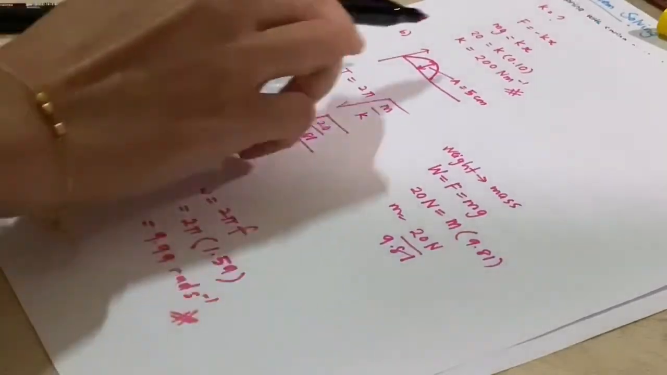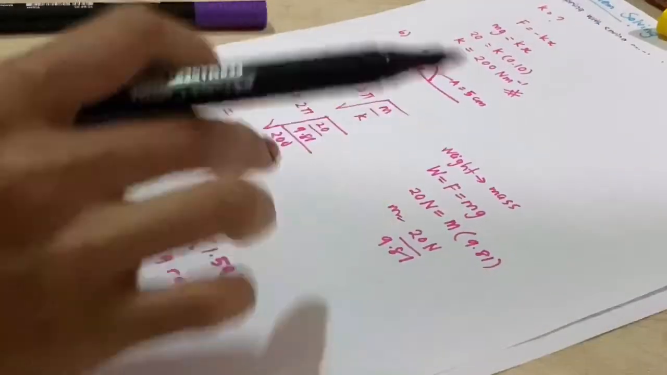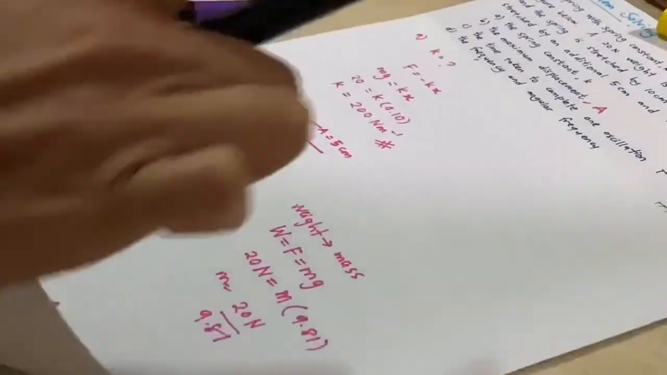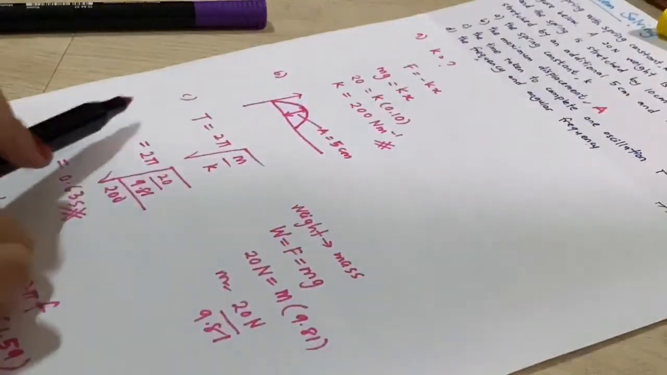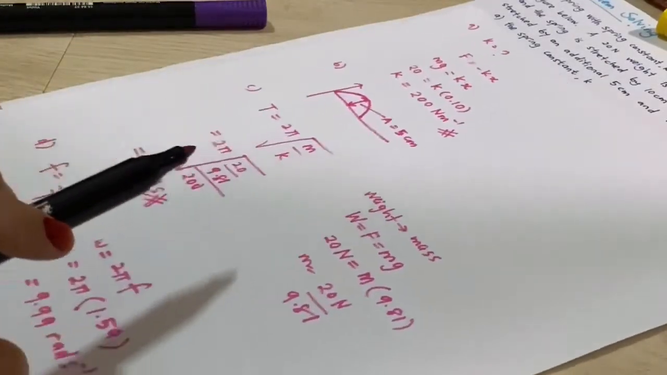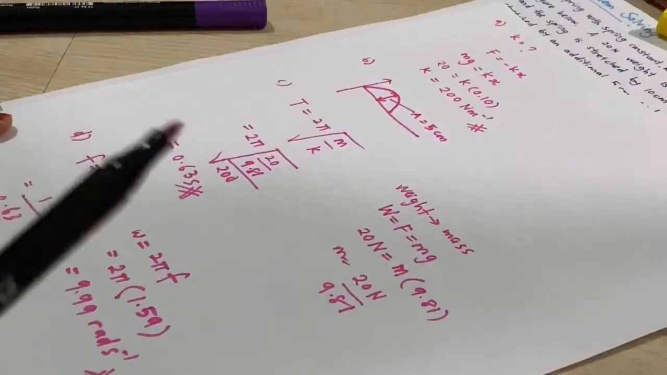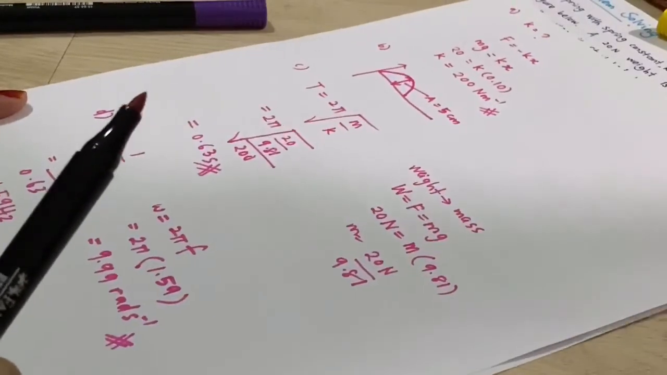That's all. So the K value, the amplitude, the time taken to complete one oscillation, which is the time or the period, the frequency and the angular frequency.